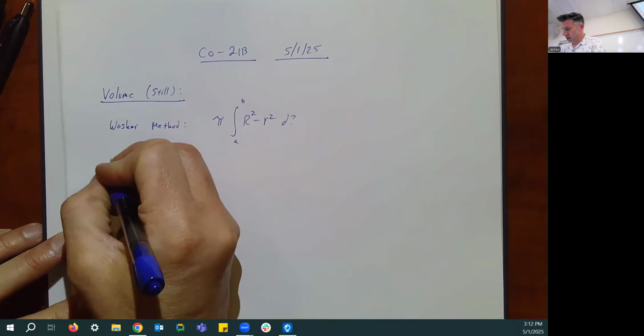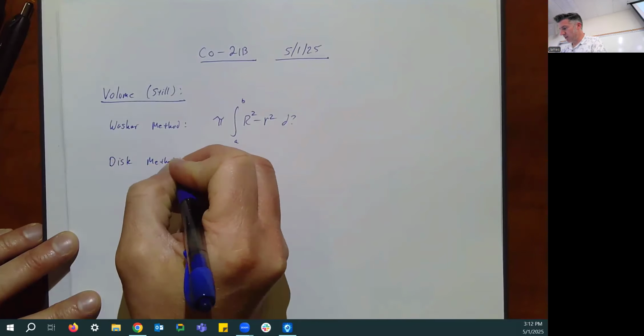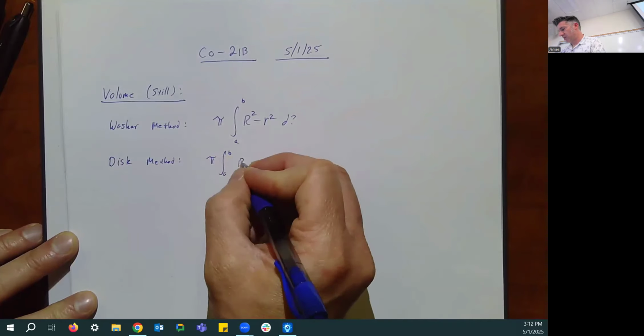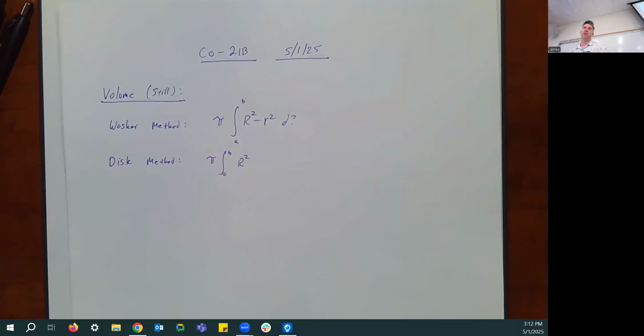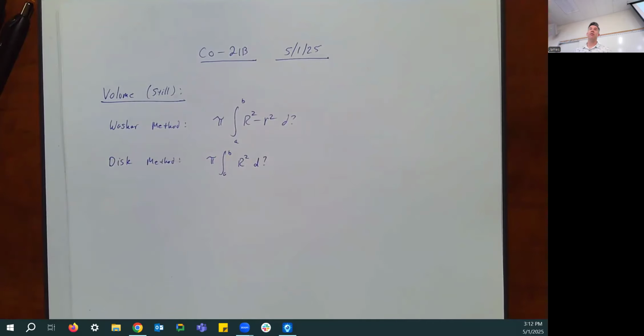And similarly, the disk method, you end up getting pi times your integral from a to b of your big radius squared minus your little radius squared, which is 0, which we don't write. But really, that's why I was saying they're kind of the same method, because you're always just taking an area of a circle minus the area of a smaller circle. The smaller circle might have an area of 0 if it's the disk method.